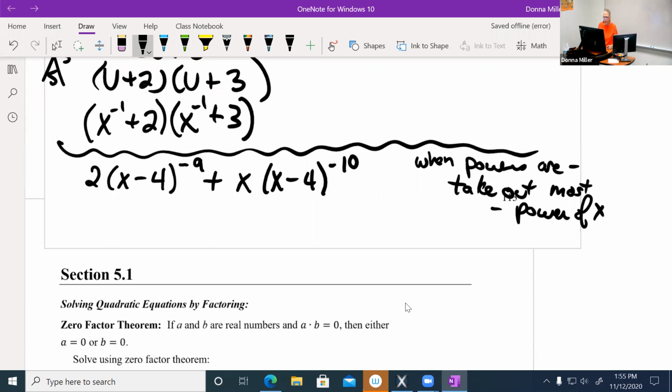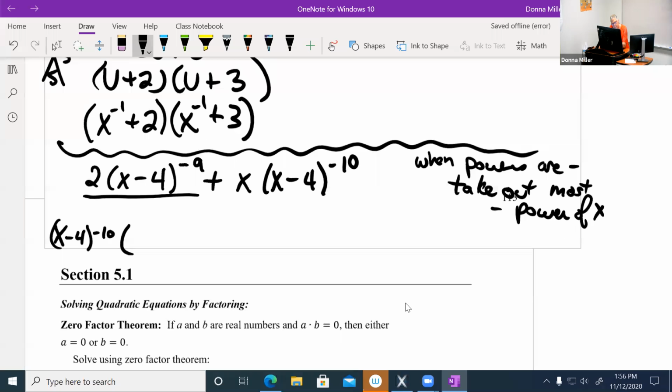I'm just going to leave it as x minus 4. Okay, so x minus 4 to the negative 10th is the most negative. So I'm going to factor it out. So when I factor it out, it means I have to divide by it. And let's watch what happens when I divide by it.